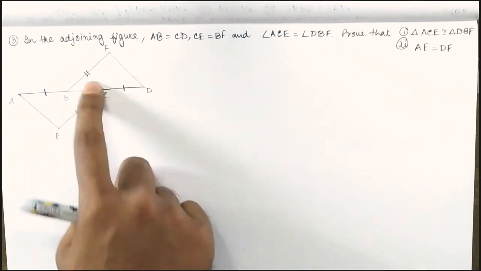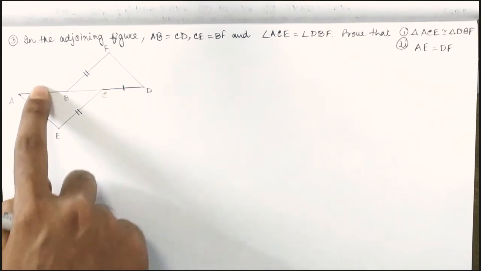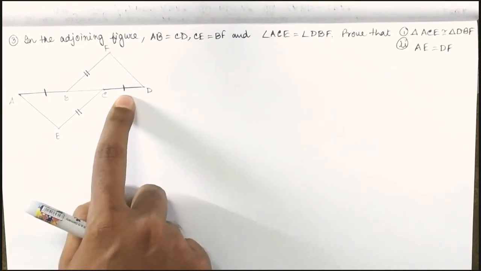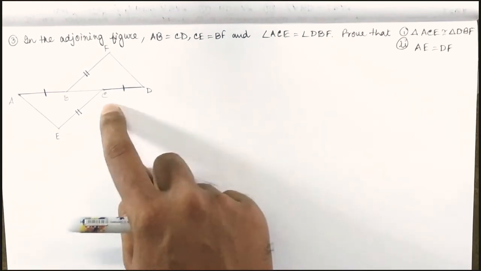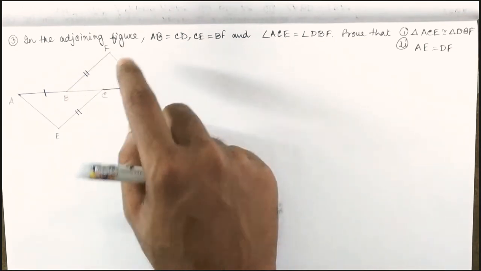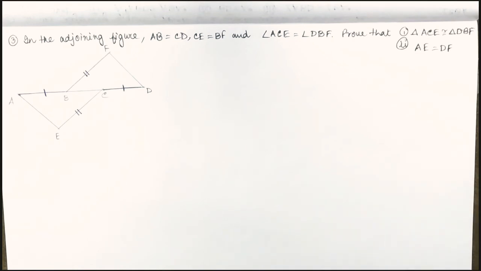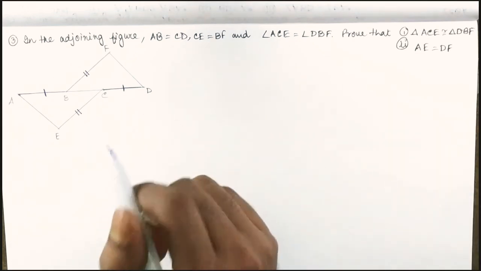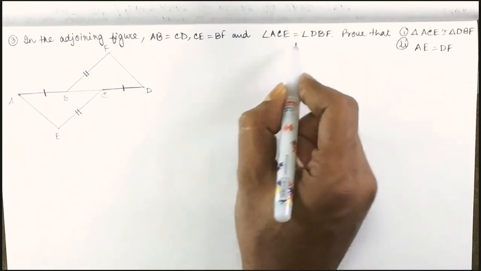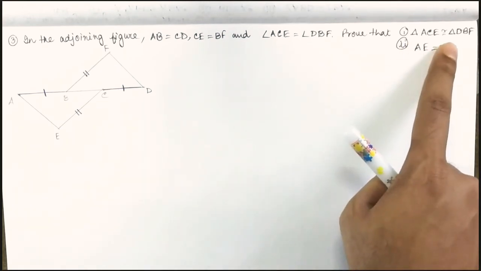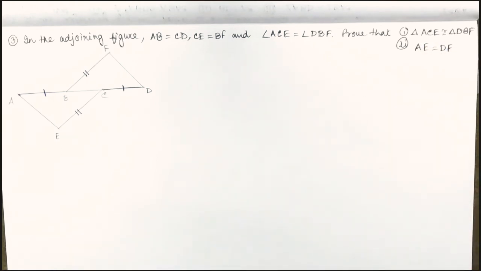Now why am I using these signs? See, this was the first side which was given equal. For that I have given a single dash over here, and since it was equal to CD, for that also a single dash. Secondly, this side CE is equal to BF. So here also I have given double dash, and here also double dash, because this is the second point that is given where these two sides are equal. So now they have told you all to prove triangle ACE is congruent to triangle DBF.